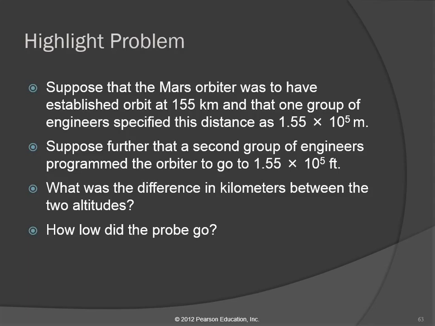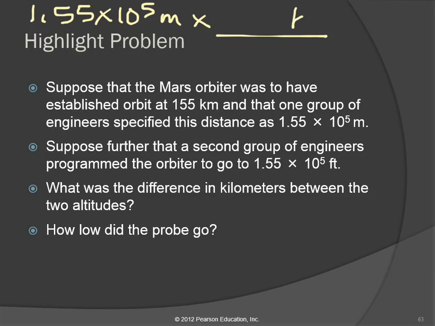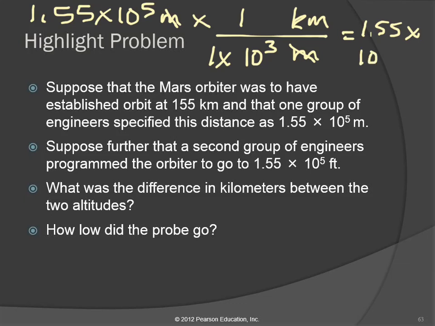Well, let's do it like this. 1.55 times 10 to the 5th meters, and I want to make that into kilometers. I'm going to put the units in like this. I'm going to multiply by kilometers, the unit I'm trying to get to. I'm going to divide by meters. And kilo means what? 10 to the 3rd. So 1 kilometer is 1 times 10 to the 3rd meters. And so this ends up being 1.55 times 10 to the 2 kilometers. So 155 kilometers. That's what the orbit was supposed to be.